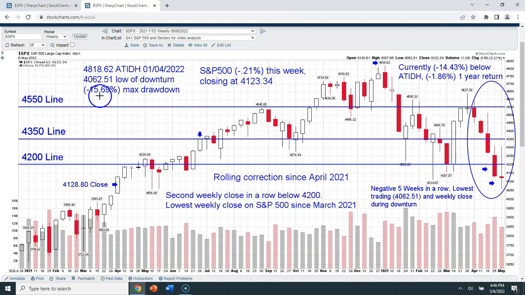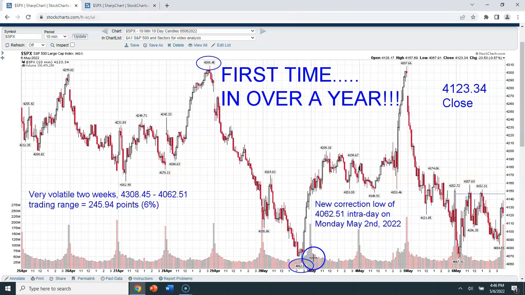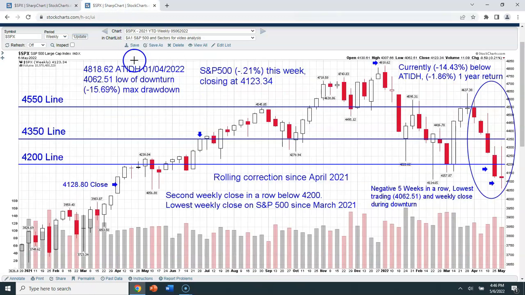So now let's talk about the maximum drawdown that we've experienced so far in this downturn. 4818.62 is, of course, the all-time intraday high set back on January 4th of this year, and we know that we hit our lows of the downturn so far this last Monday, the 2nd, at 4062.51. So the total distance that we've traveled so far from our peak to the trough, the lows, is 15.69%. So we've traveled a long distance. We pulled up a little bit, but we're still down 14.43% at today's close.